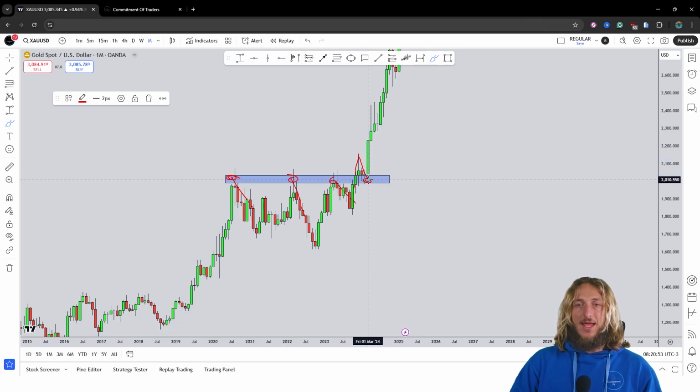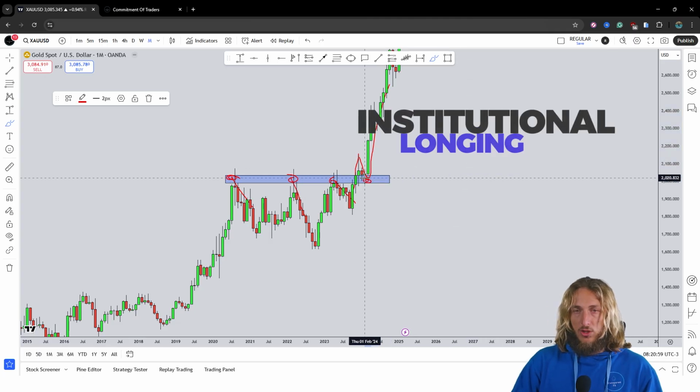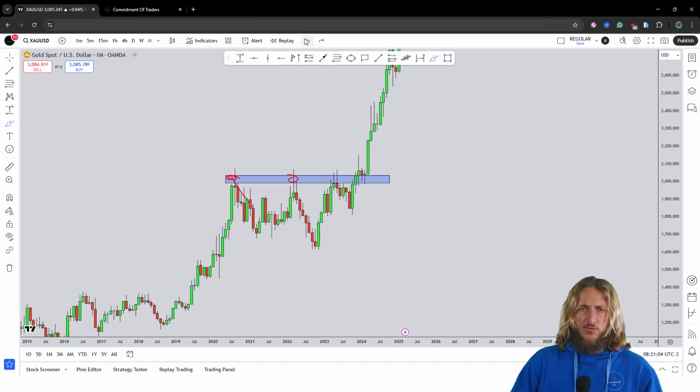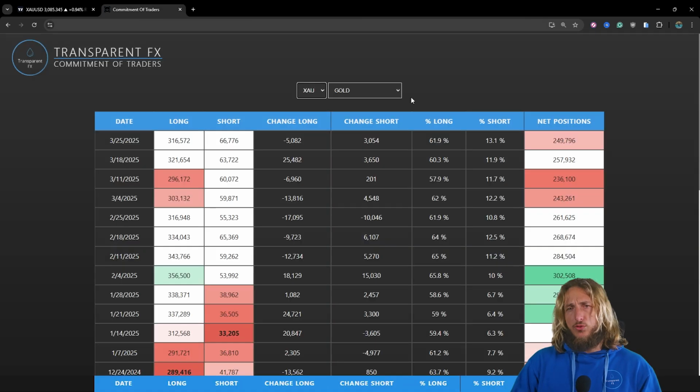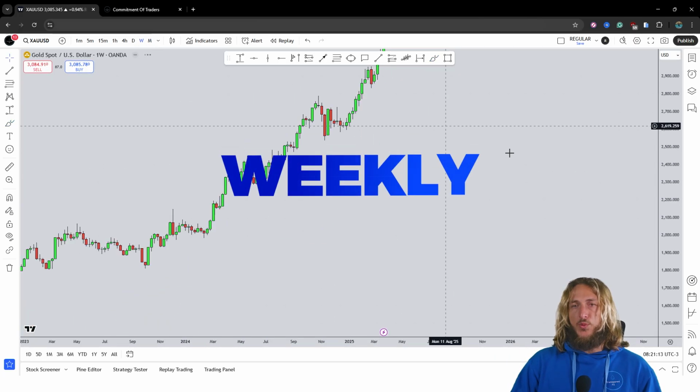So when the market went and retested the previous resistance turn support, there is an increased probability that we did see institutional longing inside of this area. We will be speaking about institutional longing in just a few minutes when we move to the commitment of traders analysis. But for now, let's keep all of this in mind and drop down on the weekly time frame.